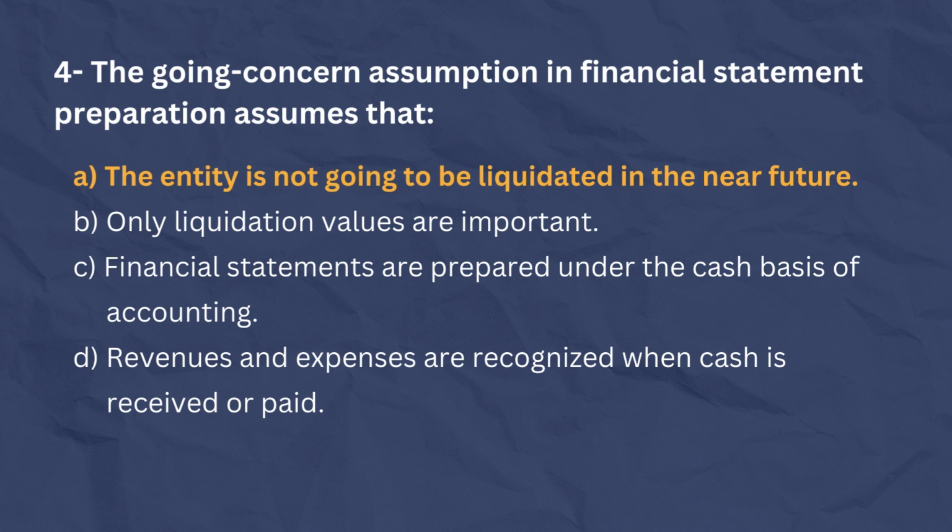The correct answer is A. The going concern assumption assumes that the entity will continue its operations for the foreseeable future, allowing financial statements to be prepared on the assumption that the business will continue operating and meeting its obligations.